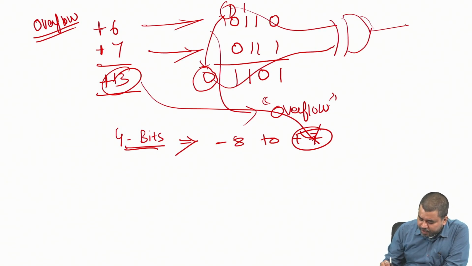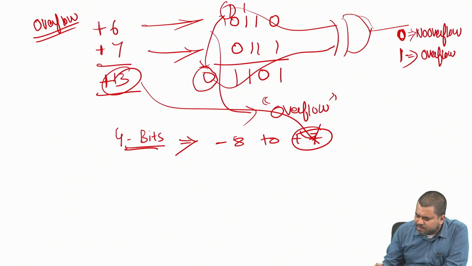If these 2 bits are given to the XOR gate, and the XOR gate output is 0, it means both are either 0 or both are 1. So if these both are equal, we get 0, meaning no overflow. But if the XOR gate output is 1, indicating that this carry and this carry are unequal, there is an overflow. Overflow means the condition where we have only 4 bits, but we got a result of more than 4 bits, so we cannot store that result in the 4 bits.